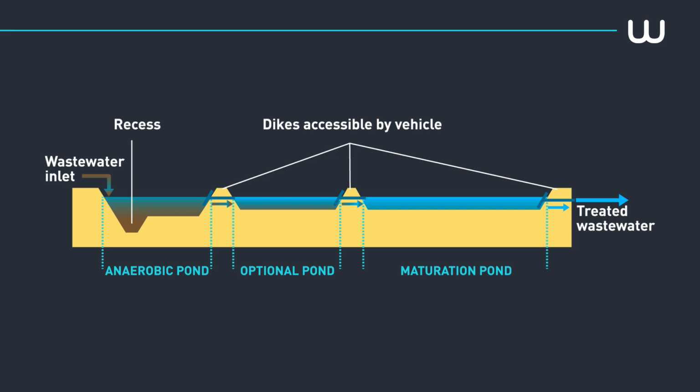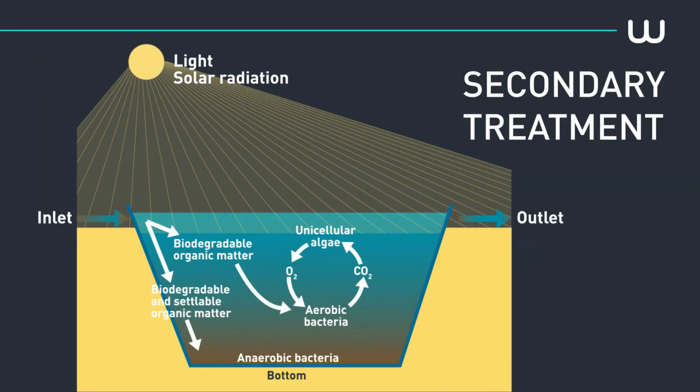Here, treatment is carried out in several cascading, watertight ponds, allowing the water to be treated to be retained for a long time. Lagooning is based on the basic mechanism of photosynthesis. Lagooning may be used as a secondary or tertiary treatment. In the case of secondary treatment, the upper layer of water in the pond is exposed to light.